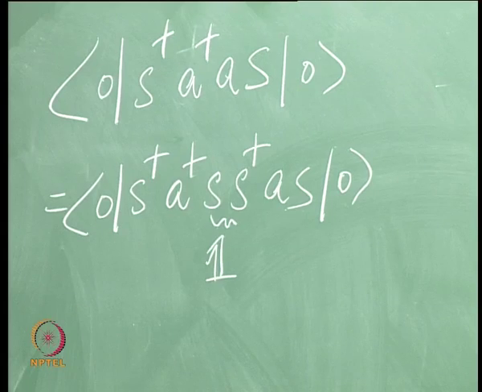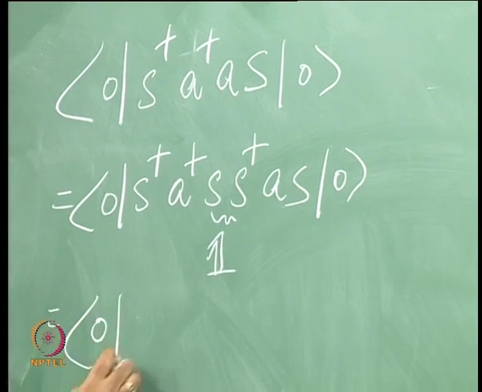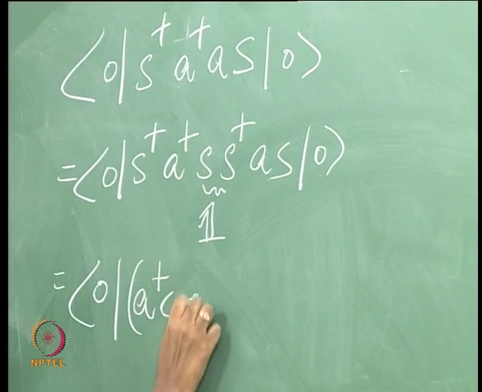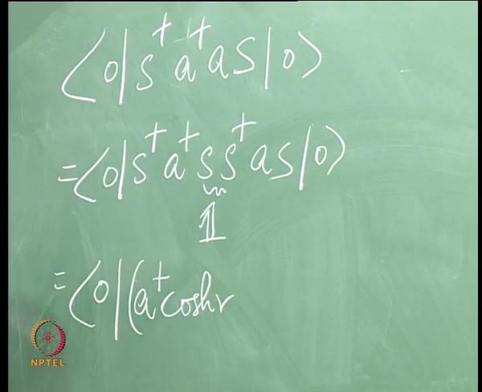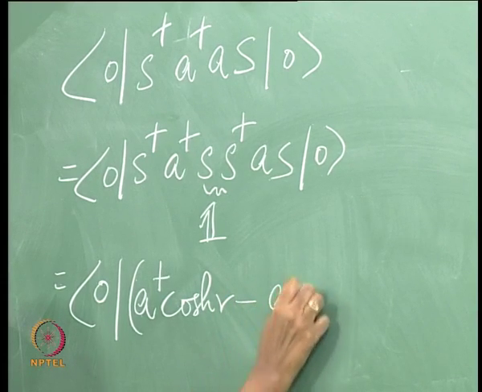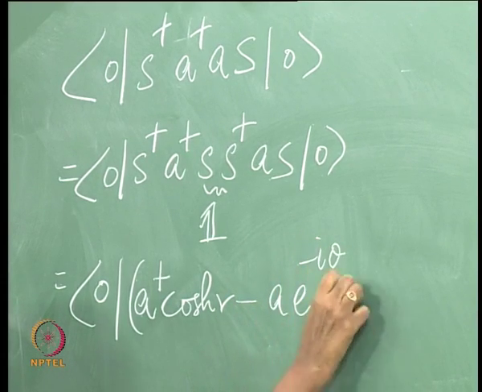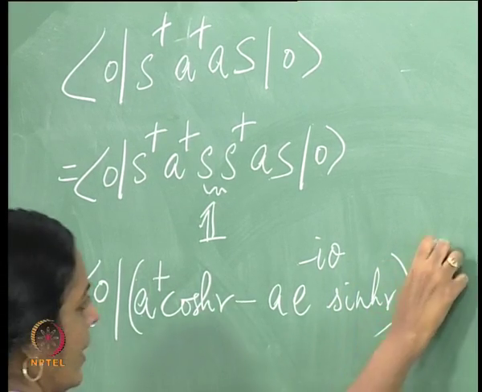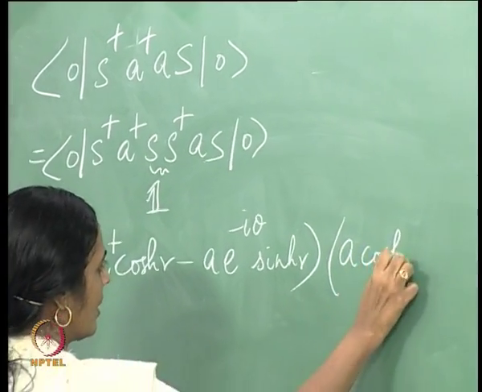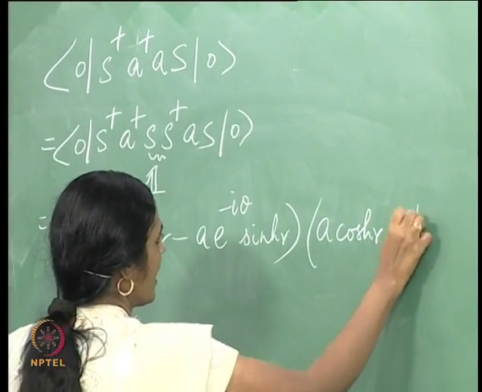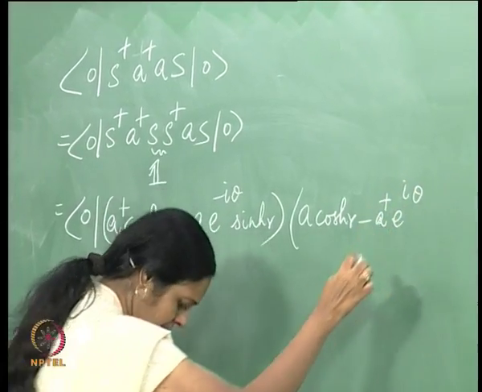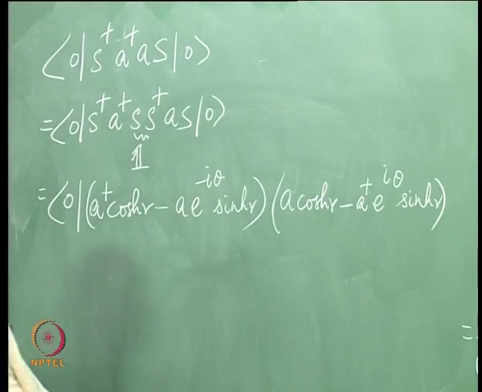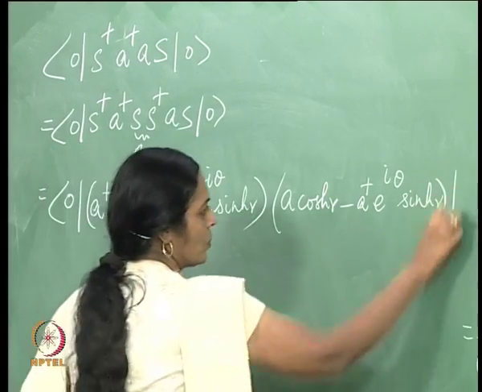on ket 0. Now, S†A†S is A† cos hr minus A e to the minus iθ sin hr, and S†AS is A cos hr minus A† e to the iθ sin hr. And of course, there is a ket 0.